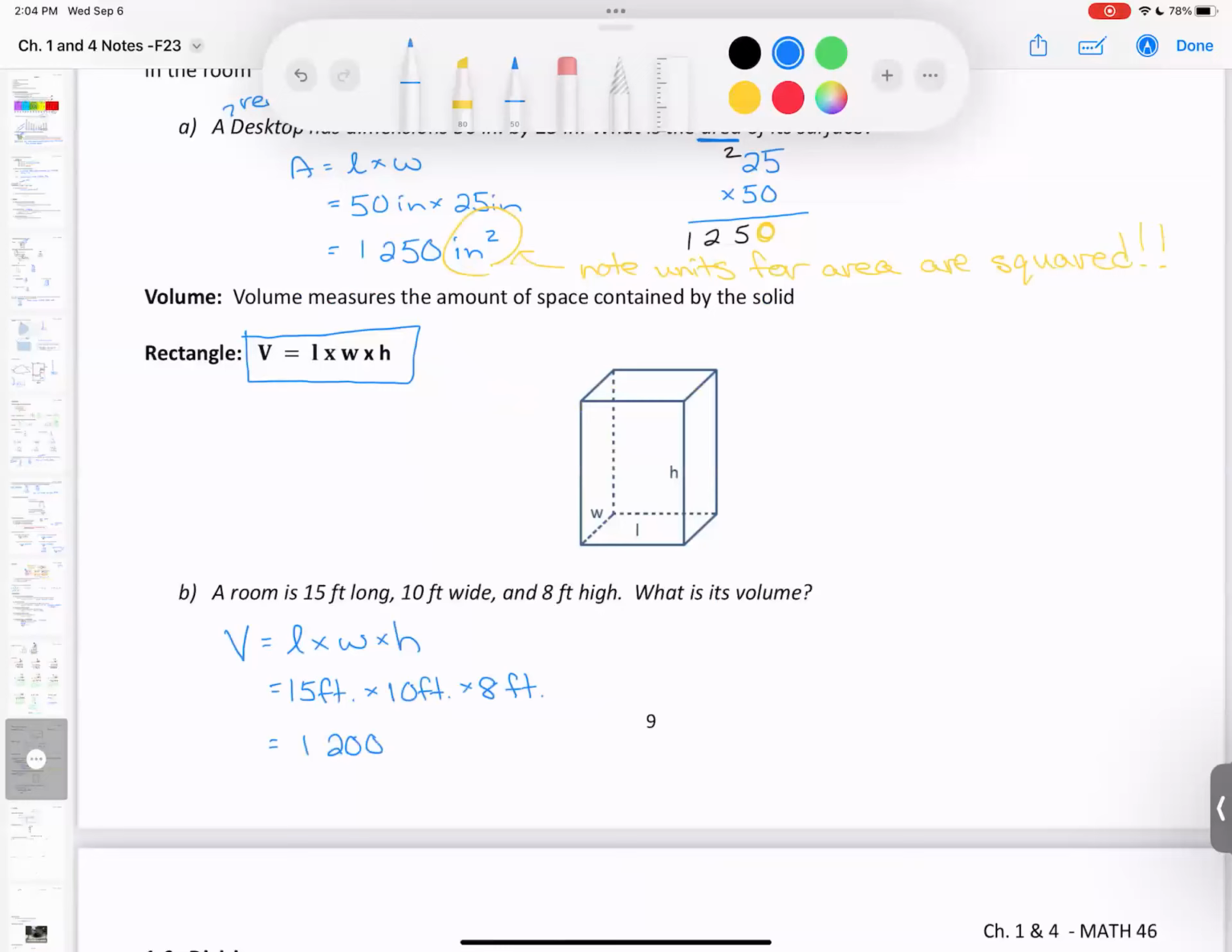And then what are our units going to be here? Well, this time we have feet times feet times feet. So our units here are going to be feet cubed. So anytime you're dealing with volume, your measurement would be cubed for units. So note: units for volume are cubed.